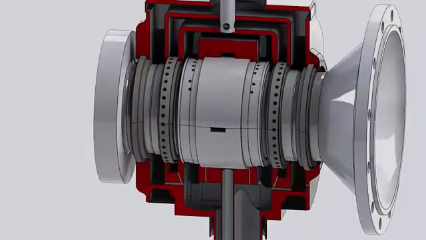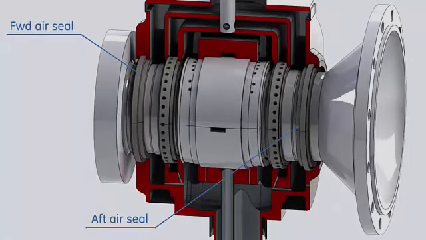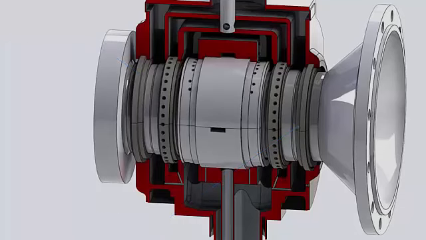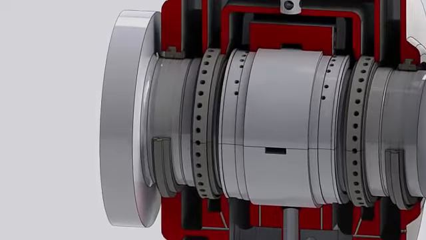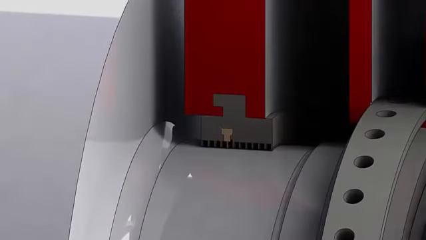Labyrinth seals are installed on both ends of the housing to prevent this air from leaking inside the housing. Since any air leakage past these seals doesn't perform any additional work, any reduction in this flow will result in an increase in the unit performance. A brush seal is installed on both labyrinth seals to minimize air leakage as much as possible.